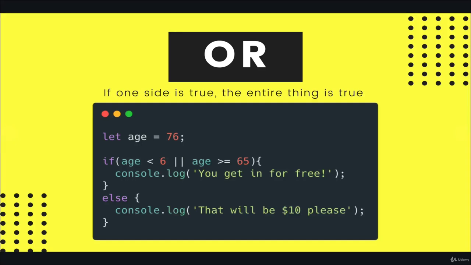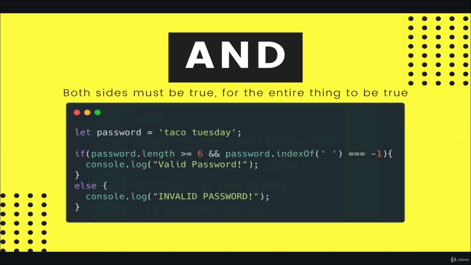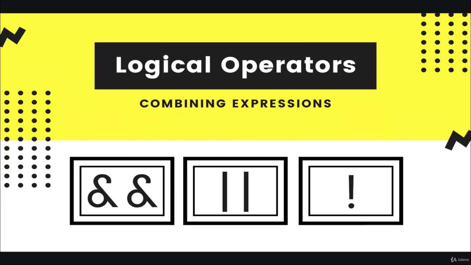So the next logical operator we have is the OR operator. So OR, just like AND, is going to join two different expressions. The symbols we use are two pipe characters. So these aren't ones, they're not L's.